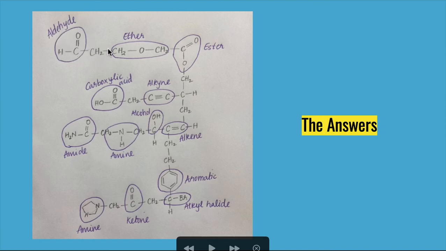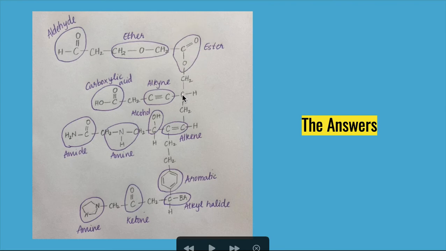And then we keep going, we see an O that has an R group on either side. So that would make it an ether. And then we keep going, and we see another carbonyl group with an OR on one side, and just a normal R group on the other. So that would be an ester.